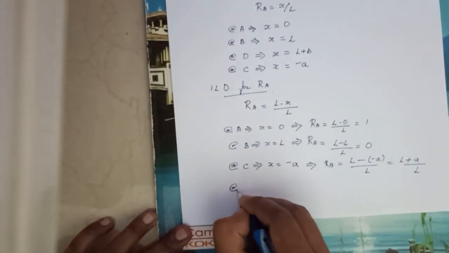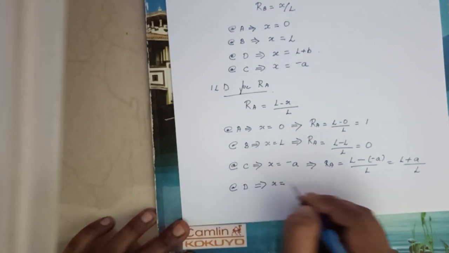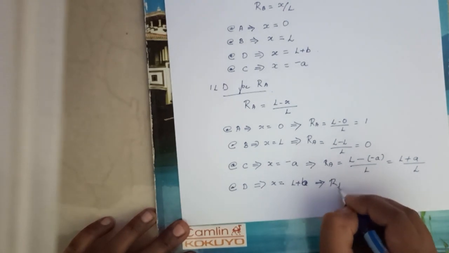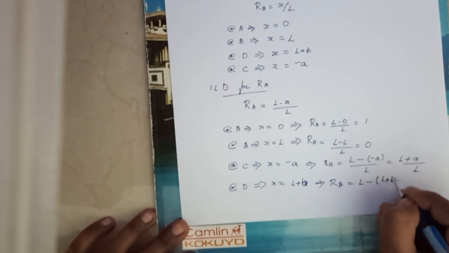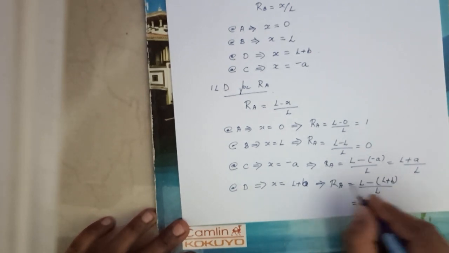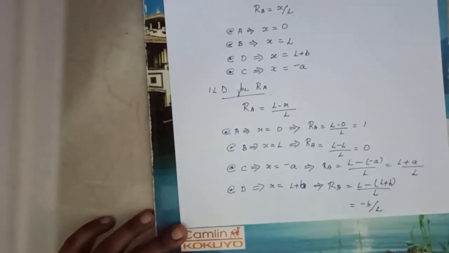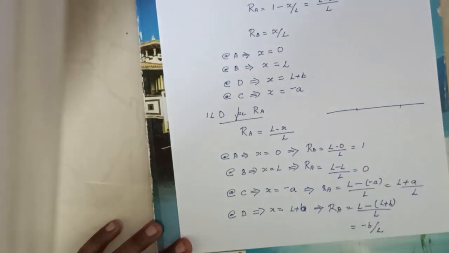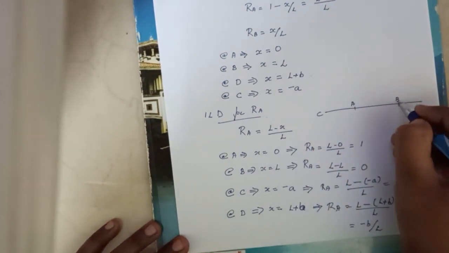At D, x is equal to L plus b. Therefore, RA value will be equal to L minus L plus b by L, which is equal to L will get cancelled, is equal to minus b by L. Therefore, the influence line diagram for RA will be drawn through points C, A, B, D.